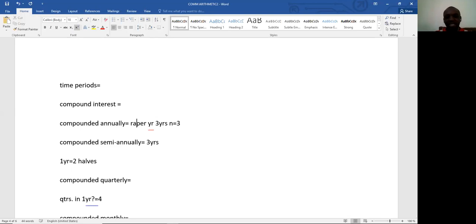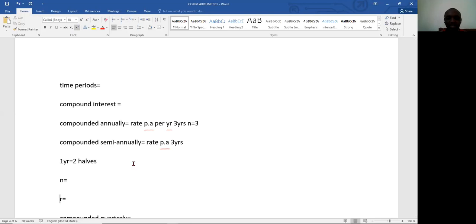A rate which is done per annum, abbreviated p.a., but compound interest is okay. So the rate per annum here is per year. If it is compounded annually, it means n is equal to 3. But in this case, it is very different. The rate is per annum, which means per year, but compound interest is done every half a year. So we have to ask ourselves, what is n and what is the rate? The n changes and the rate also changes. How do we do that?